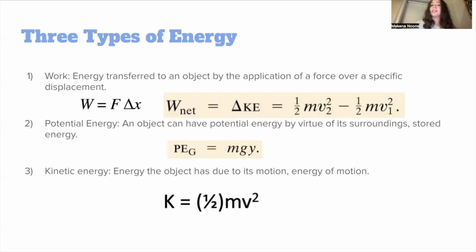The third type of energy at play is kinetic energy. This is the energy of motion. It's the energy the object has due to its motion and is represented by the equation 1/2 mv squared, where m is the mass and v is the velocity.